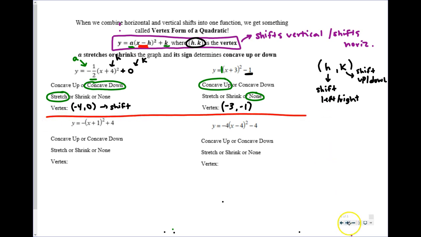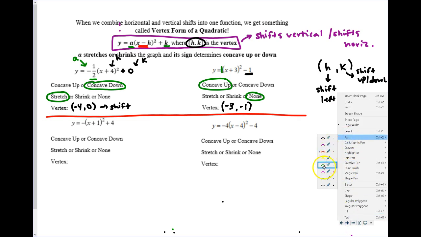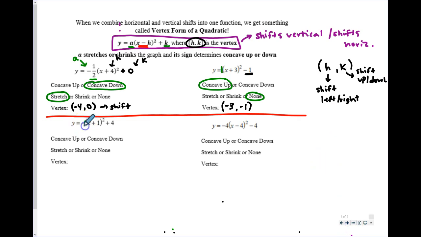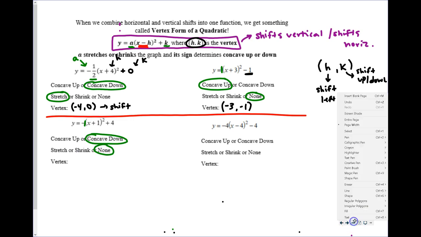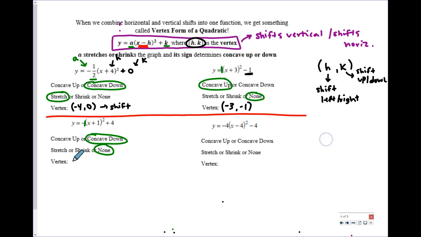Let's draw a line here because these are kind of jammed too close together. Sorry about that. All right, the next problem, look at your A first. That is a -1. So that negative means it's concave down. Because it's 1, there's no stretch or shrink. Okay? And now my vertex, I'm going to shift left 1, so it's -1, and I'm going to shift up 4. So my vertex is -1, 4.